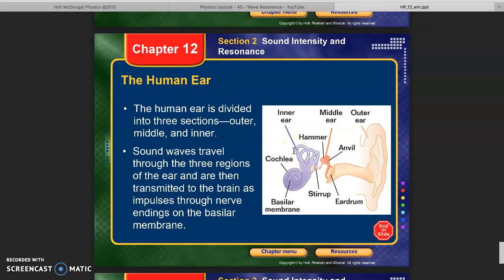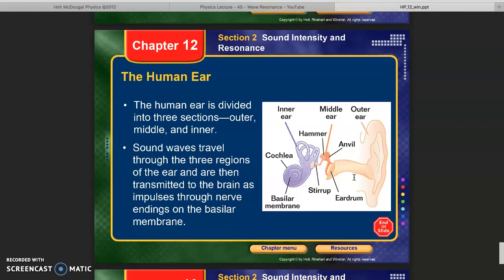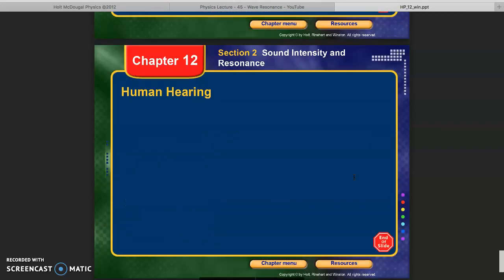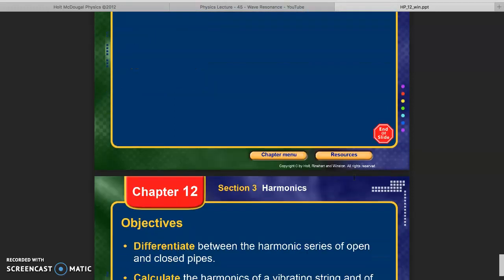The human ear, you already studied this in the past, but it's a good thing to know what's going on. It's divided into 3 sections: the outer ear, the middle ear, and the inner ear. Sound waves travel through the 3 regions of the ear and are then transmitted to the brain as impulses through nerve endings on the basilar membrane. So remember, it's all about vibrations. When sound reaches our ear, it's the air particles inside of our ear that are vibrating. So sound is only vibration. It is our inner ear that takes that vibration and interprets it as sound in our brains. And I'm also going to be linking another video on human hearing next to this one.